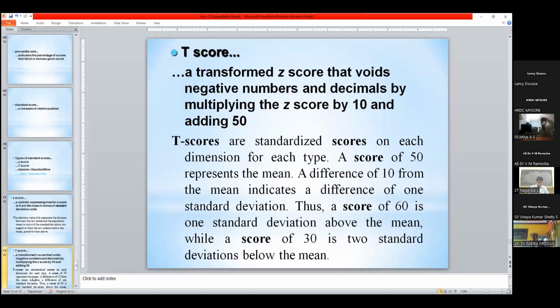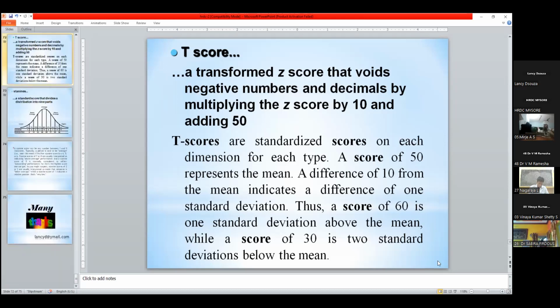A score of 50 represents the mean now. A difference of 10 from the mean indicates a difference of 1 SD. Thus a score of 60 is 1 SD above the mean, while a score of 30 is 2 SD below the mean. Read more, as you may be getting confused about what this Z score is. But basically the idea is to multiply the Z score by 10 and add 50. You get a T score, and T scores can be interpreted more easily. That is the idea in the T score format. A few education people might do this for establishing norms.